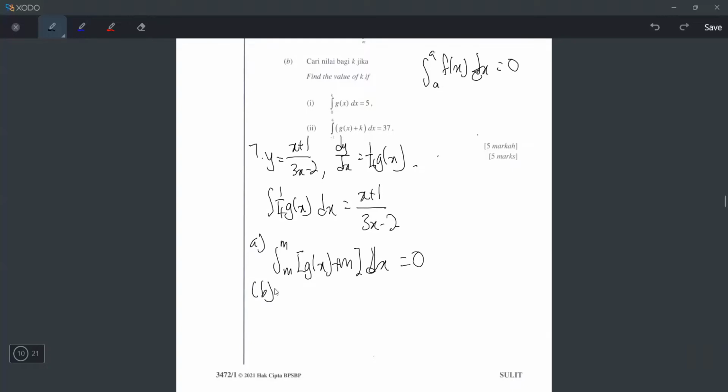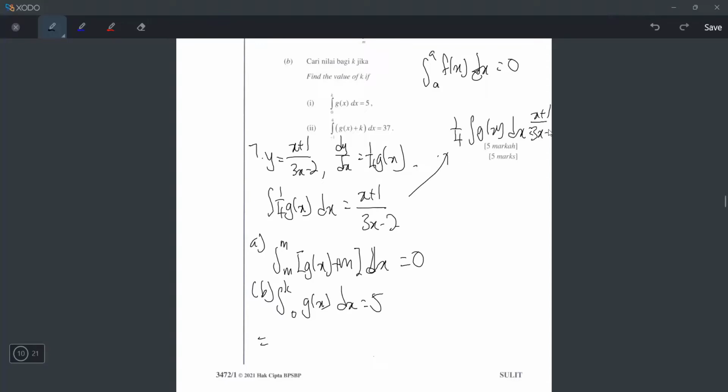B, they want you to find the value of what? Integrate k to 0 g(x) dx equals 5. Now you have to use the info to help you, because you know integrate 1 over 4 g(x) dx is x plus 1 over 3x minus 2. But they want integrate g(x) dx, not integrate 1 over 4 g(x) dx. So according to the properties of definite integral, when there is a number here, you can put it in front. So you can put 1 over 4 in front and then integrate g(x) dx equals x plus 1 over 3x minus 2.